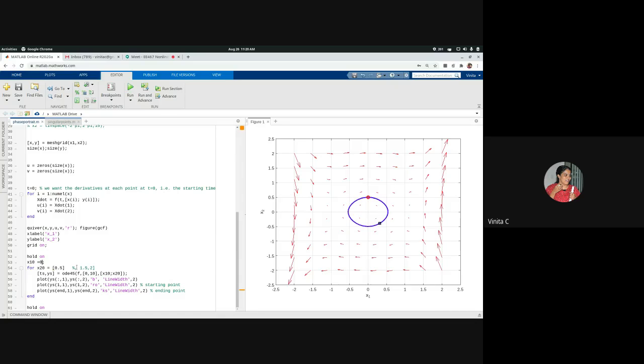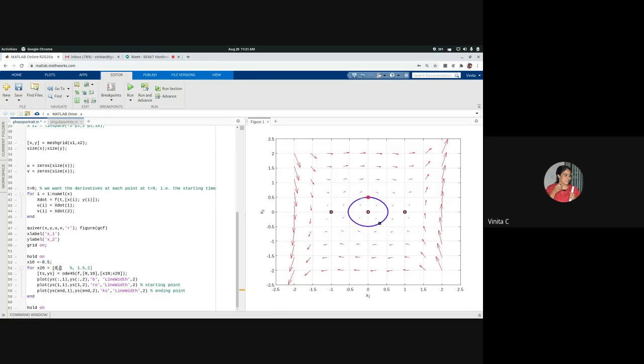So here let me try to put the equilibrium points here: 0,0, 1,0 and -1,0. Now I will try a very near point here: 0, minus 0.5 comma minus 0.5, comma minus 0.5, 1, right? 0.5 or 0.5. Let us see whether it is working fine.